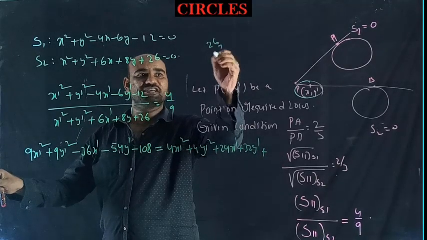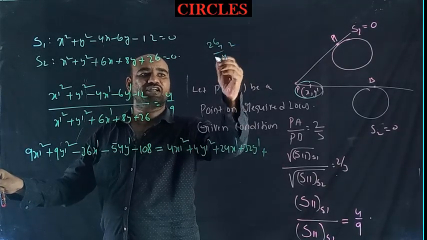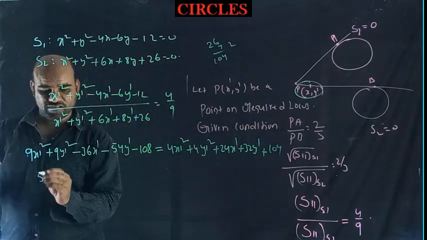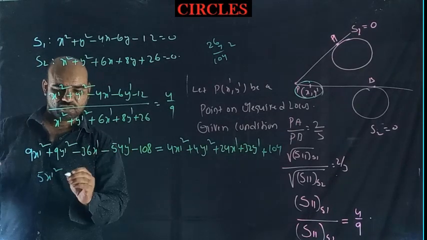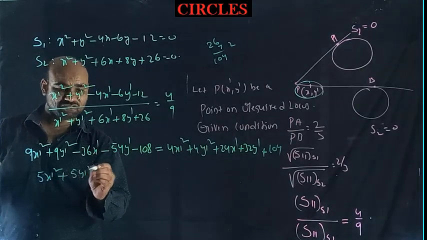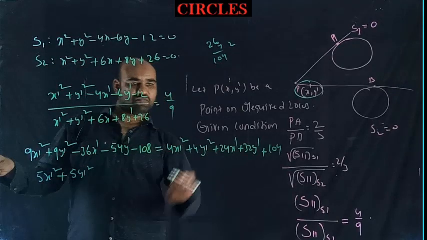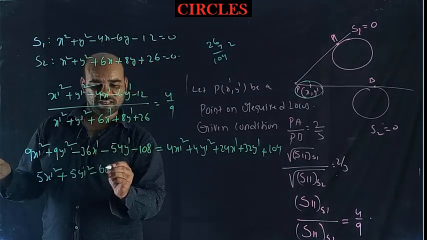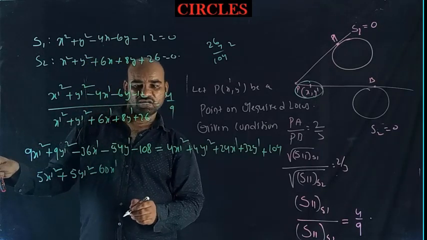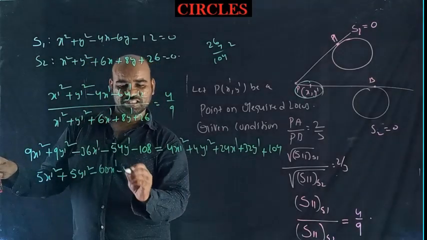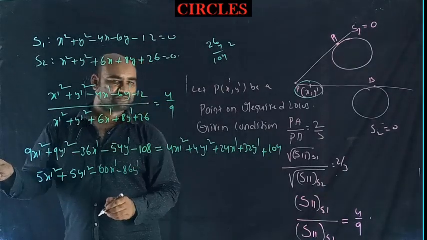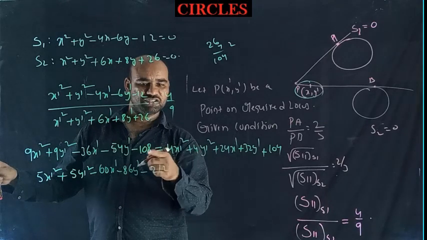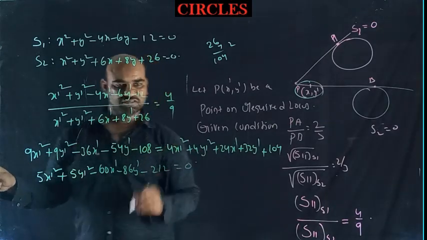Now I want to cross check. 24 plus 80 is 104, correct, only 104. So subtract: 5x dash square plus 5y dash square minus 60x dash minus 86y dash minus 212 equal to 0.